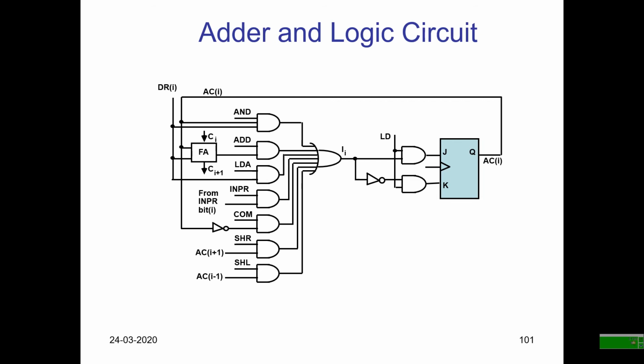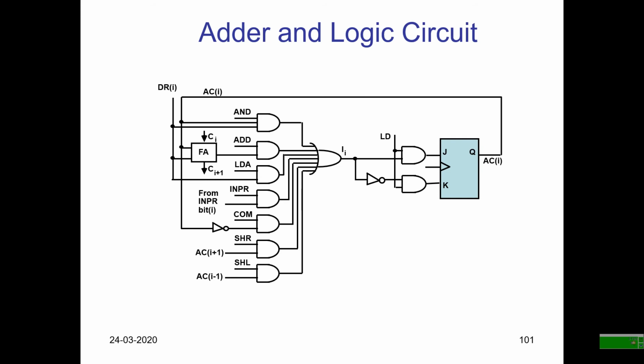Same way for the load operation. For the load operation you only take the data register and the load signal that comes from the previous slides. INPR means you have to perform the input I/O port operation. You require the input register pin as well as the input register for the i bit that will come from the accumulator.